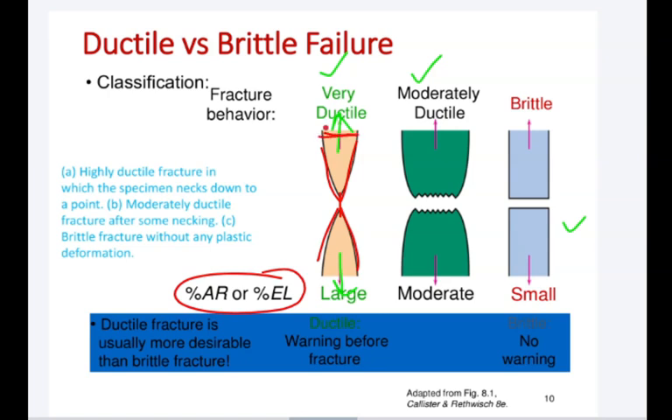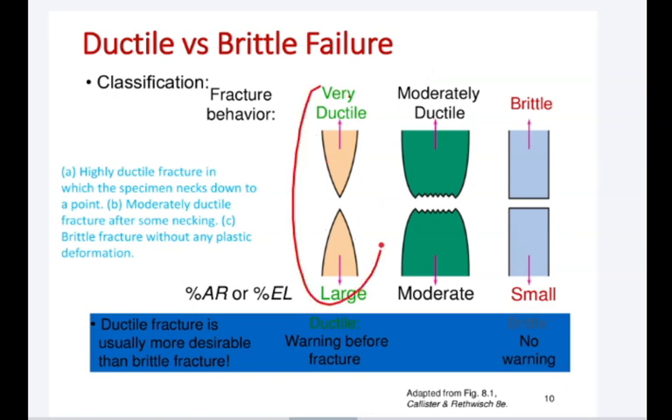If this is the initial area, and you look at the area at the fracture, the area is reduced 100% theoretically. So this is a very ductile material, and the behavior of the fracture is very ductile. You see more area reduction and more percent elongation. The necking process is very clear to you. You see the plastic deformation there. This is the type of fracture we prefer, because it gave us warning that the material is going to fail, so we can take preventive measures.